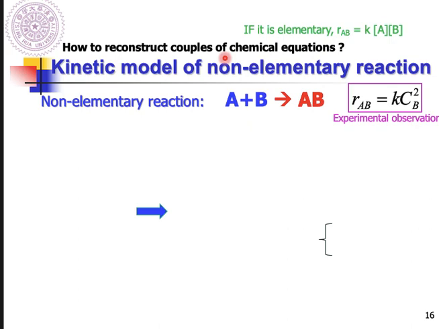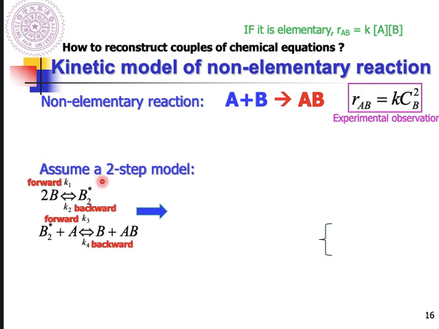So what can we do next? You need to make assumptions. Usually, we will start from the two-step model, and two-step model means we need to get two different elementary reactions, and by combining these reactions, we can get this non-elementary reaction. Okay, so this is a two-step model.